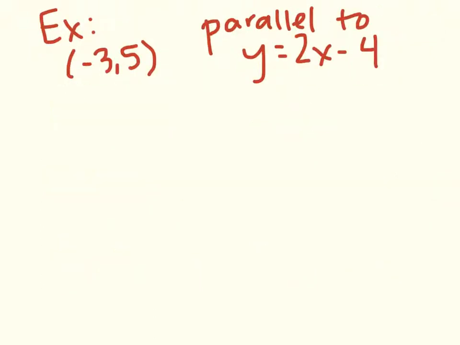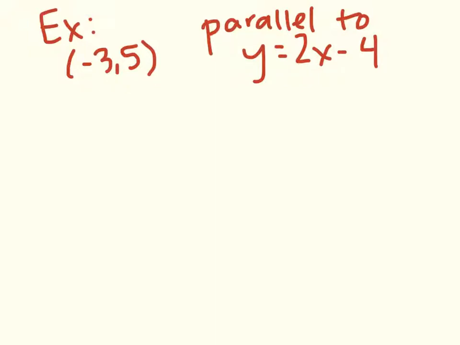So let's look at some examples. What we're going to be doing is finding the equations that go with the graph of a line that is parallel or perpendicular to another line. So what we need to figure out is what's the slope of that line. In this case, we want the equation of a line that goes through the point -3,5, and it needs to be parallel to the graph of y equals 2x minus 4.